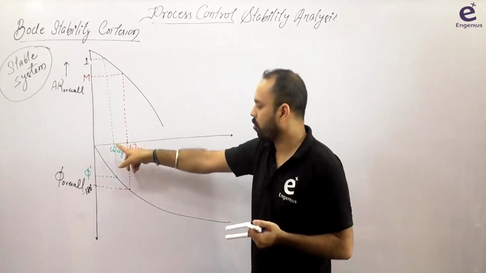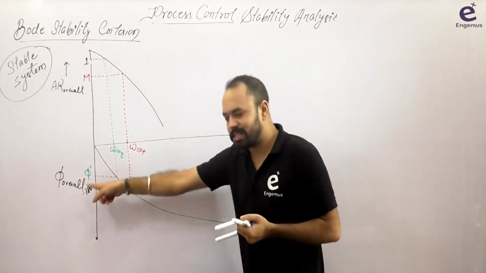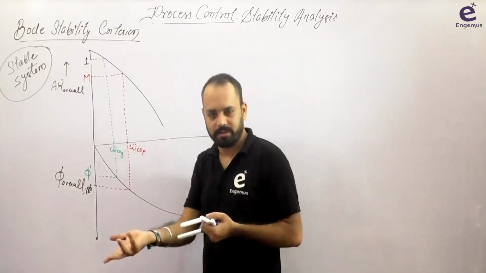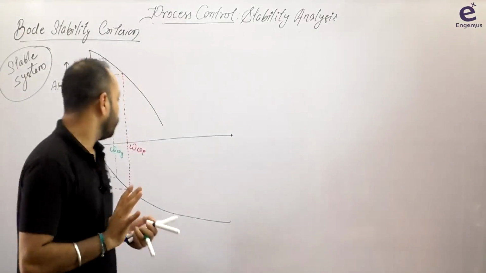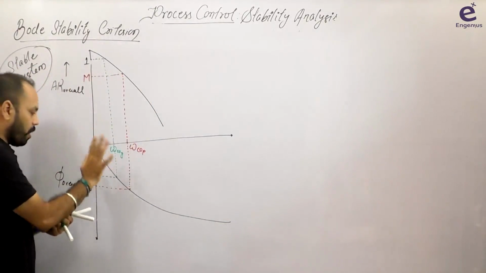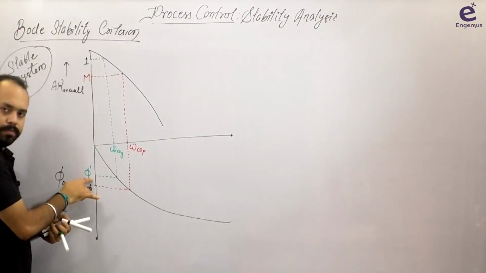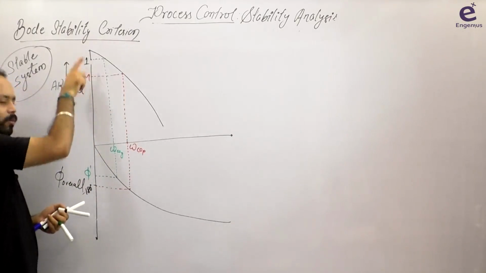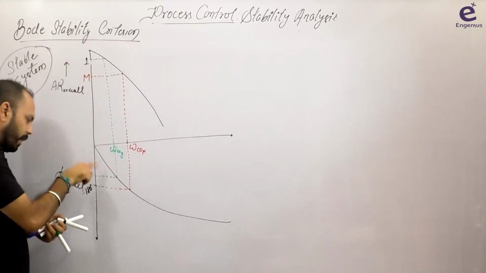When you calculate gain crossover frequency, then we check the stability in terms of phi dash, whether phi dash is more than minus 180, less than minus 180, equal to minus 180. Got it? But please note that if you are calculating phase crossover frequency, then never compare the stability with respect to phi dash. Phase crossover, then M and then stability. Gain crossover, then phi dash and then stability.